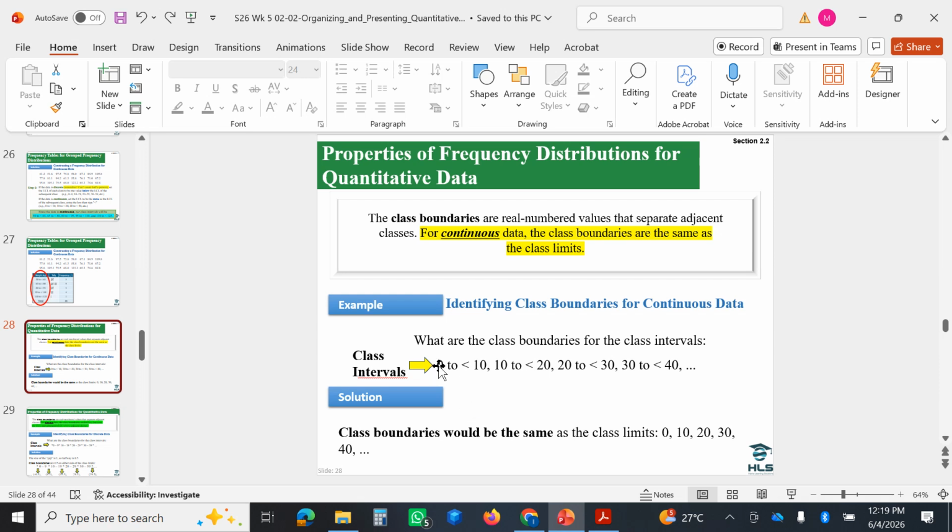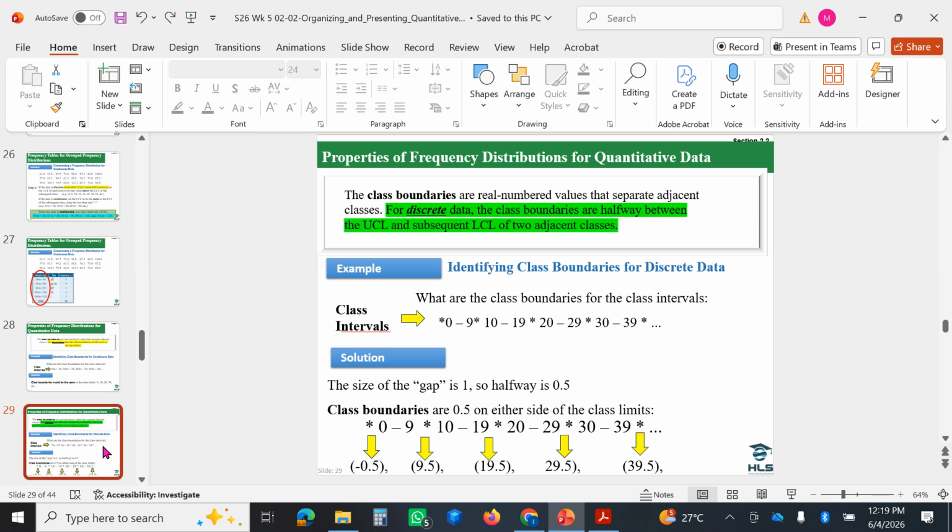Basically, the class boundaries are just 10. Class boundaries would be the same: 0, 10, 20, 30, these kinds of things. Identifying the class boundaries there for discrete data. What are the class boundaries for the class interval? It's these guys in here, right?